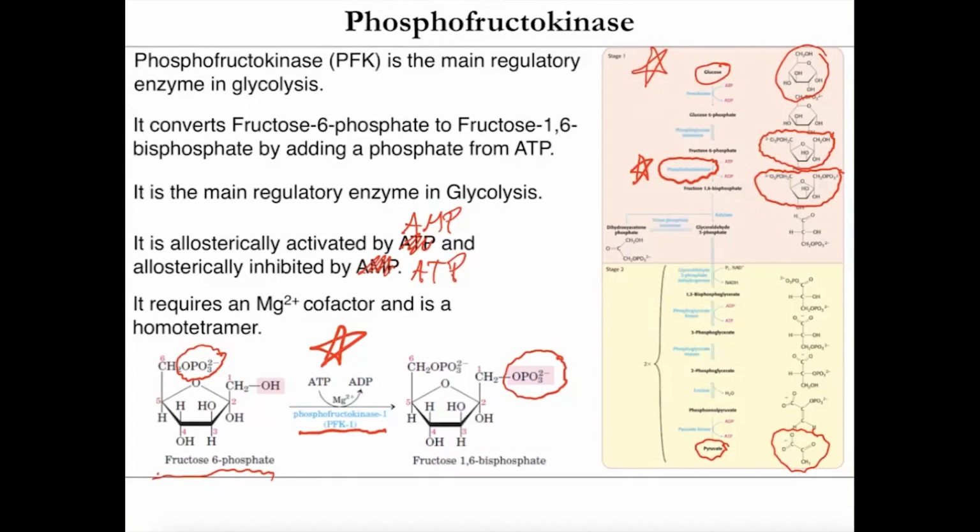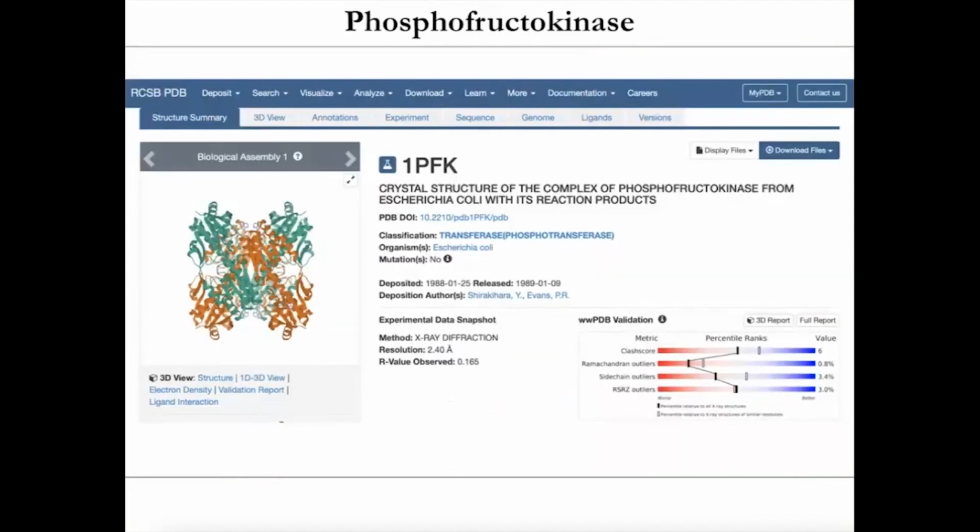The other feature of it is that it requires a magnesium cofactor, and it's a homotetramer. That ties into our other lessons about cofactors. Metal ions are often cofactors in enzymes, and this enzyme also is a homotetramer. So that's phosphofructokinase. The structure we're going to be looking at has the 4-letter PDB code 1PFK.